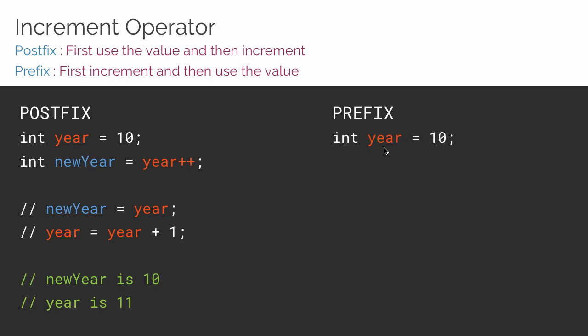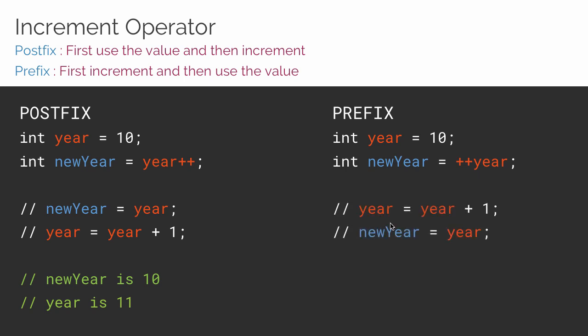Now, on the right hand side, let us come to the prefix expression. So here I have again year equal to 10. Now this time we have newYear equal to plus plus year. In case of prefix, this statement is interpreted as totally opposite to what we saw in case of postfix. Here we have this sequence of statements, but in case of prefix, the sequence is reversed. First, we are going to increment and then use the value. So I am first incrementing it and then using the value. That is why this time the newYear variable is getting the updated value of year.